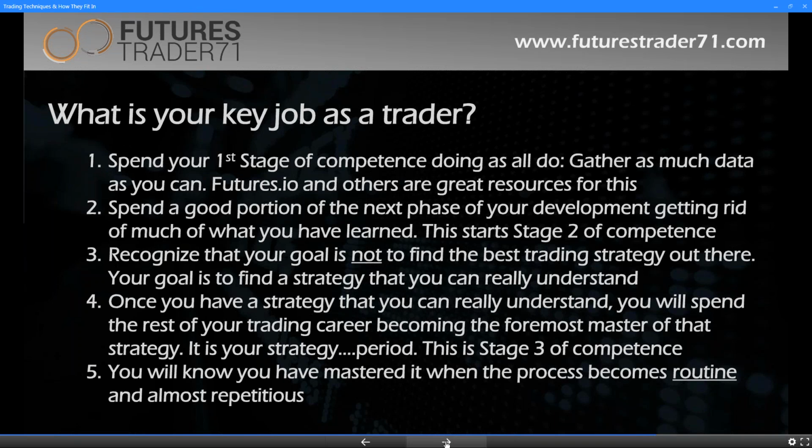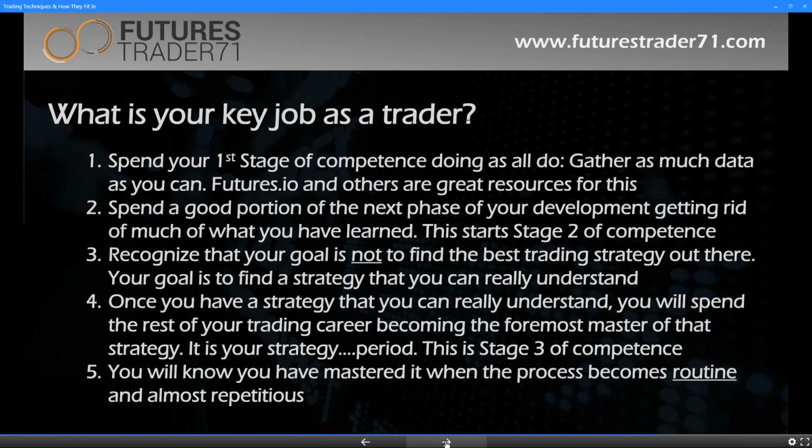Your goal is to find a strategy that you can really understand. So if you're working with something and you don't fully understand why it works the way it does, then you have not found your trading strategy or technique. Okay? Again, I'm going to say it. If you're working with something or following someone where you don't fully understand how and why it's working, then it is not a sustainable trading technique.